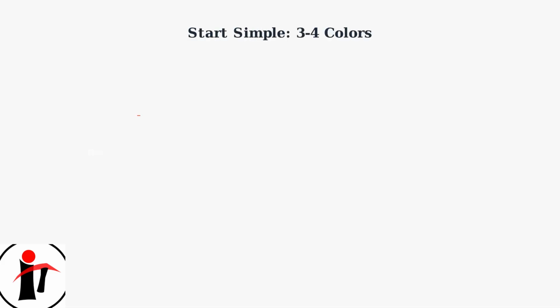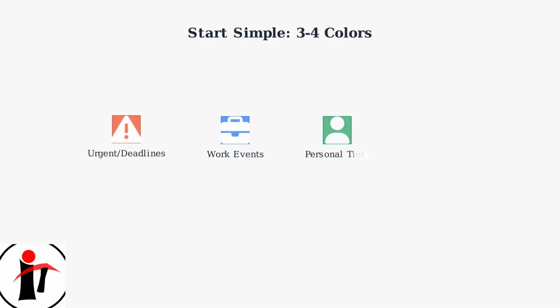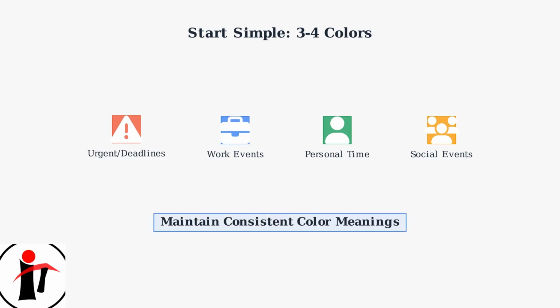The foundation of effective calendar color coding is simplicity. Start with just 3 to 4 colors for your major life categories. Consistency is crucial. Each color should always mean the same thing across all your calendars. Red for urgent tasks and deadlines, blue for work-related events, green for personal time, and orange for social activities.